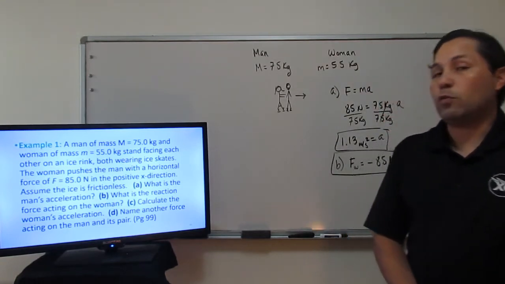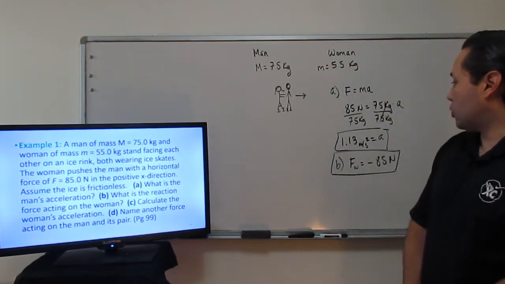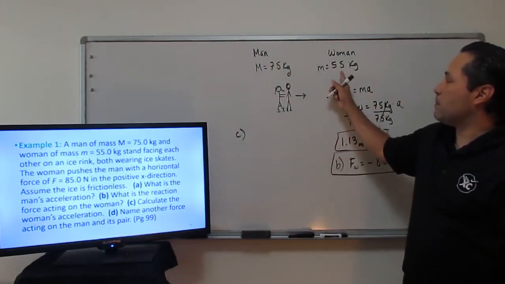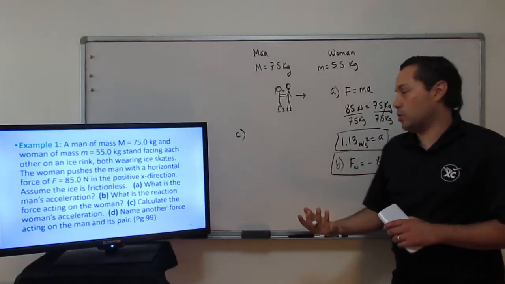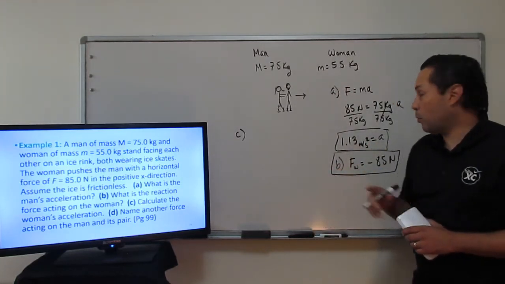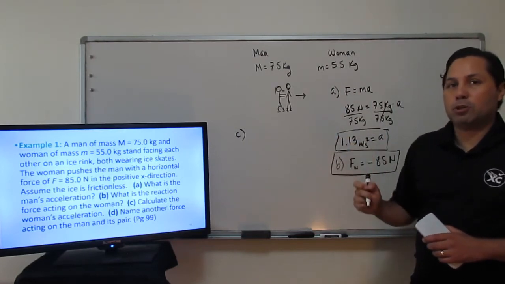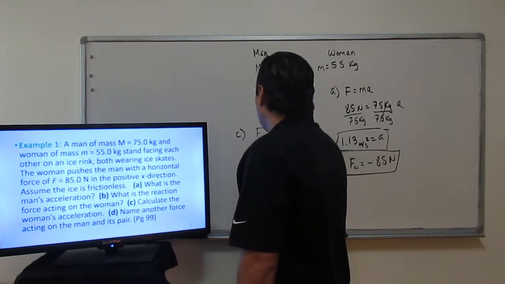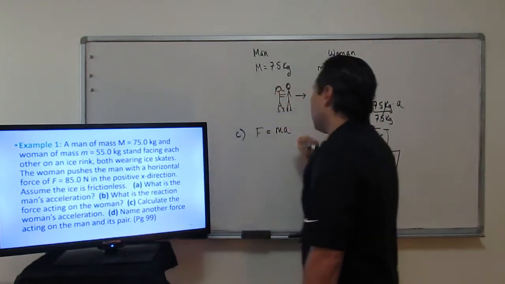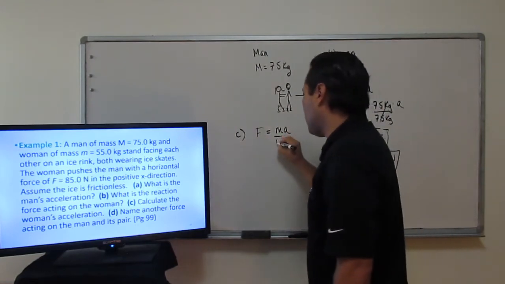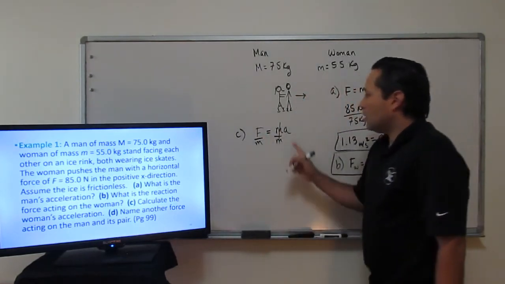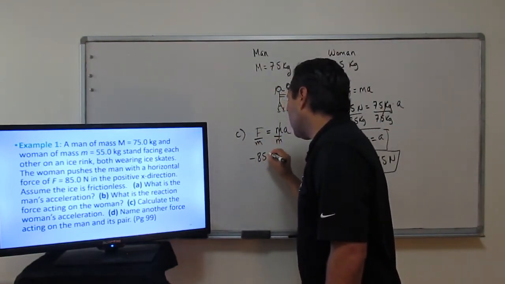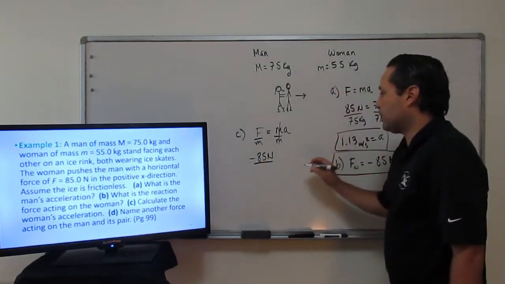Next, they want us to calculate the woman's acceleration. How fast is she going? For this one, I'm going to make a prediction. Since she's got less mass, she'll have more acceleration. The man has an acceleration of 1.13, so I expect her to have a larger acceleration because she's got less mass. So I'm going to put the force on the woman equals her mass times the acceleration. I want the acceleration, so we're going to divide by the mass. So it's going to be F over m. Remember that it's in the opposite direction, so that is negative 85 newtons over her mass. Her mass is 55 kilograms.